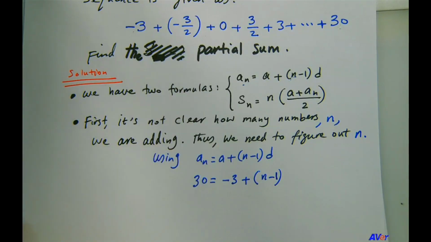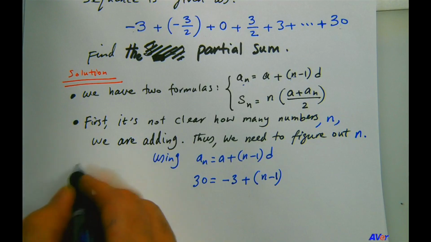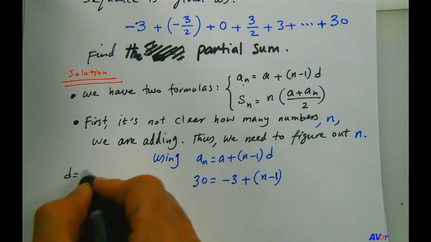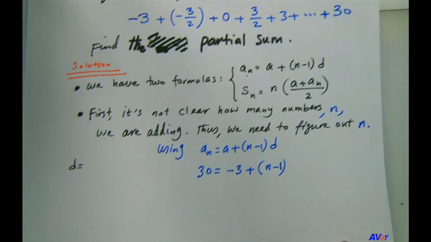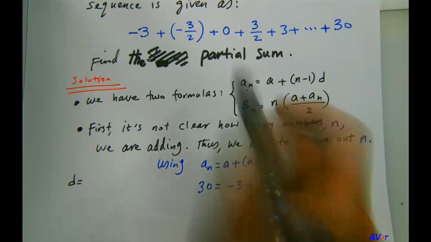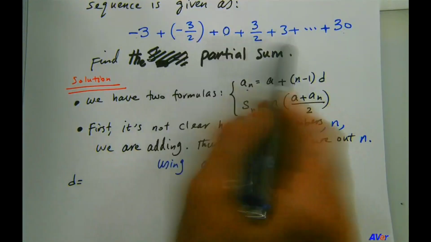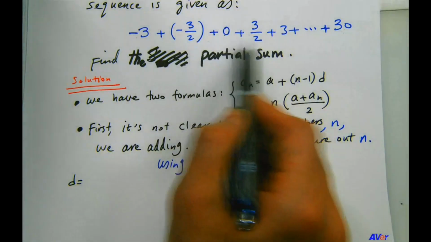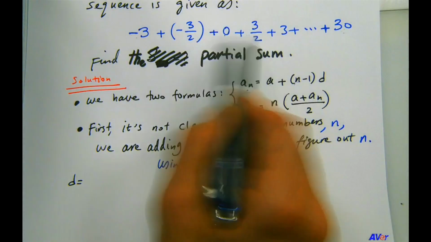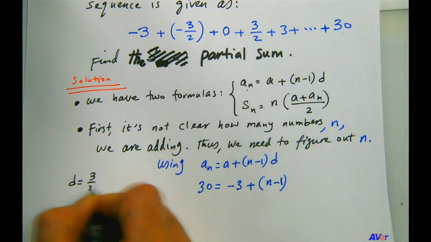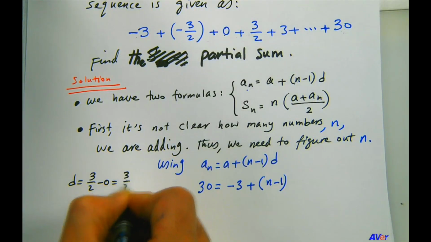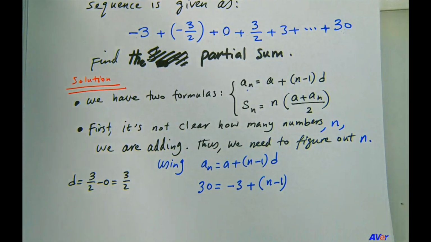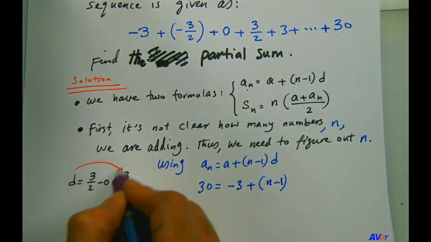So d, let me put that here. d is equal to, we can calculate it very quickly, I'm just picking, you can pick any of these numbers. You can pick these two. These two are probably the easiest: 3/2 minus 0. 3/2 minus 0 is equal to 3/2. So d is equal to 3/2, all right?